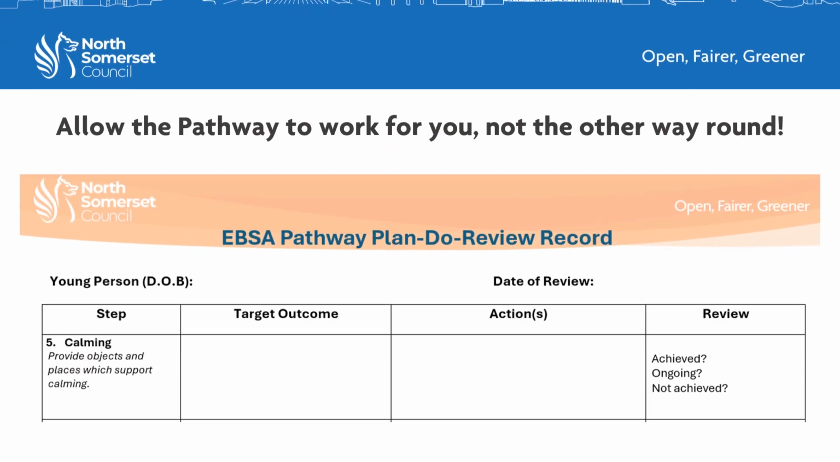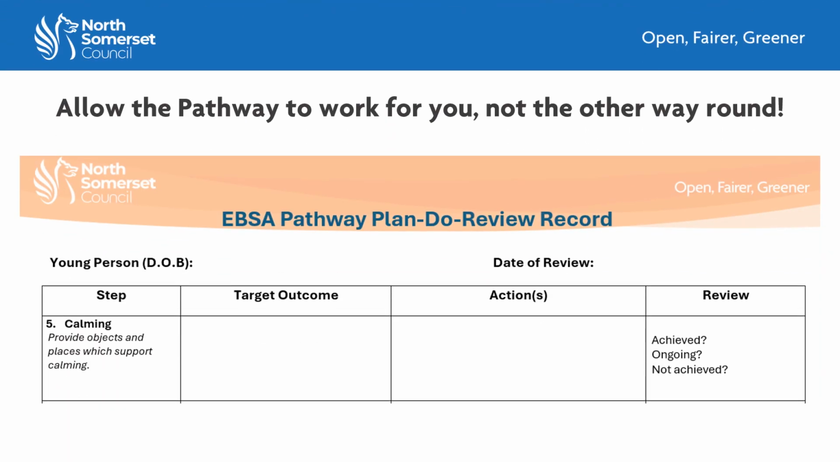Sometimes there may not be a relevant outcome for a particular step of the pathway. For example, if we look at step 5, calming, and the student already has a calming space or resource that they use at school or college, it's fine to record no identified outcome and move on to the next step. The EBSA pathway is about meeting young people's needs, not about jumping through hoops unnecessarily.